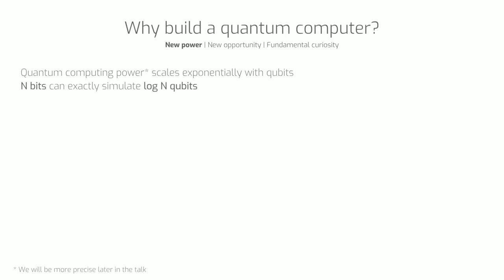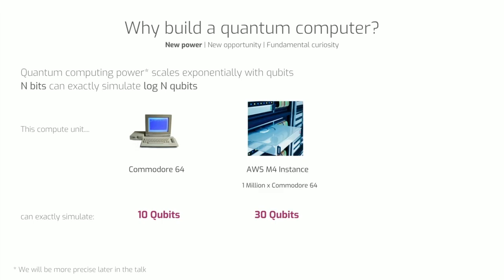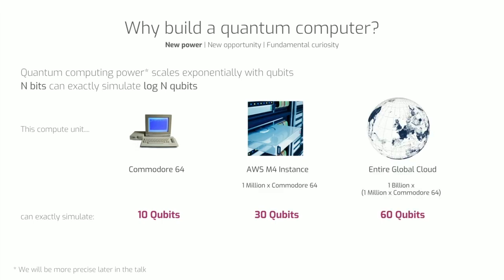And this is something that doesn't come into play in other kinds of post-Moore technology, but it's that if you have n quantum bits, called qubits, then it requires 2 to the n of them to simulate it. So there's this exponential overhead in exact simulation. So this compute unit, your Commodore 64, can exactly simulate 10 qubits. The larger, beefier AWS instances can simulate 30 exactly. And if you had the whole global cloud dedicated to this problem, you could exactly simulate 60 qubits.